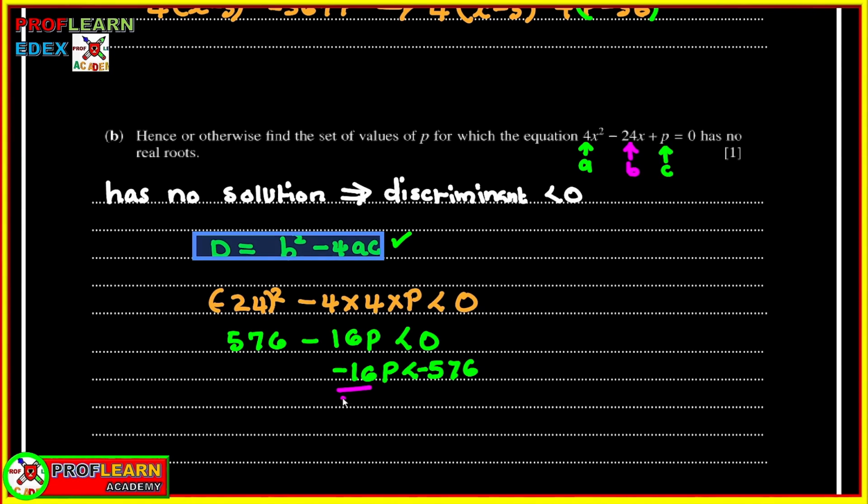So if I take 576 to the other side, you can see now I'm having my answer being p is greater than 36. Now, something that you need to remember is that when you divide both sides by a negative number, you are going to change the sign of the inequality.